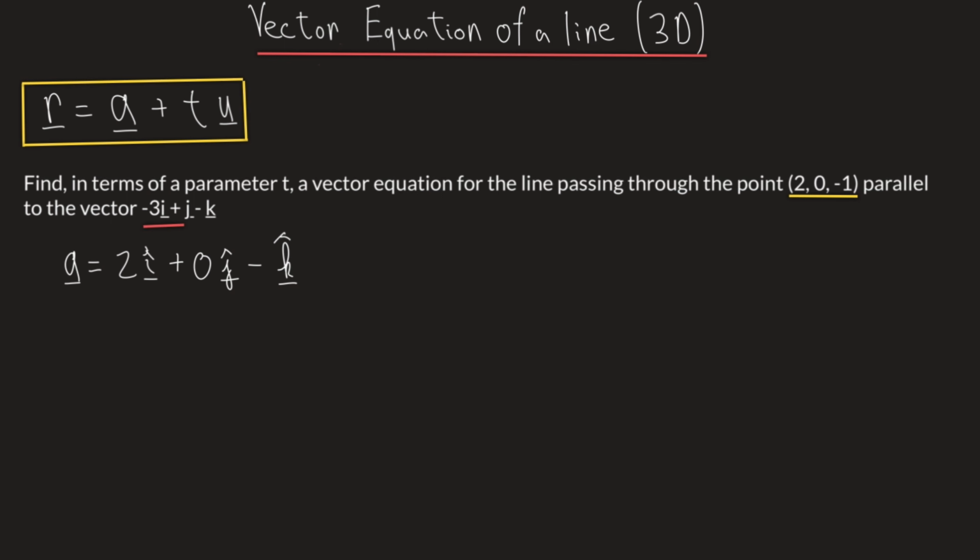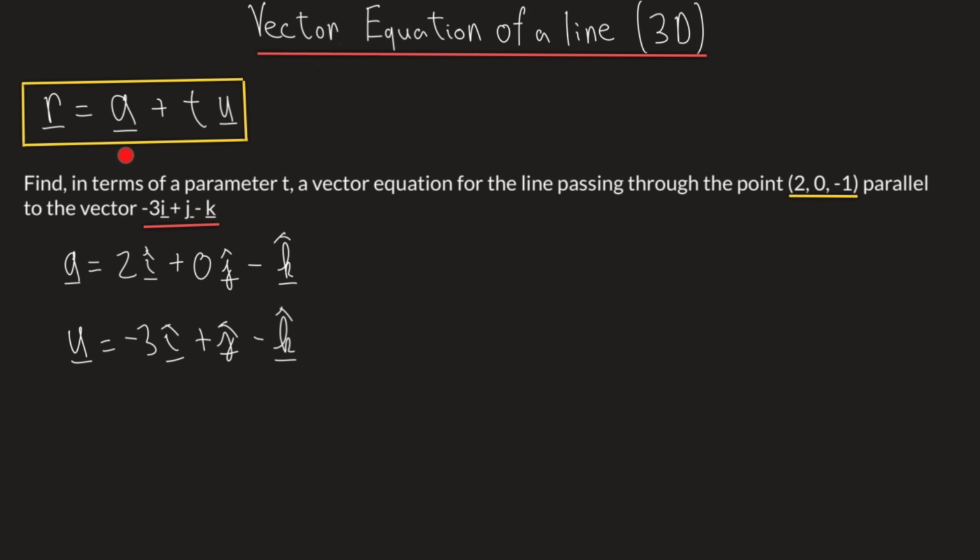Additionally, we are given the coordinates of a vector that is parallel to our line. And fundamentally, a vector that is parallel to the line also gives the direction. And therefore, any vector that is parallel to our line is a direction vector to our line. And we can have many direction vectors. They can be expressed in different coordinates as long as they give the direction of our line or they are parallel, which is equivalent. In other words, our direction vector u, in this case, is minus 3i plus j minus k.